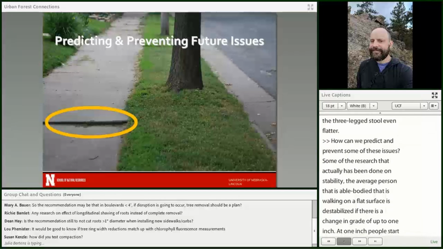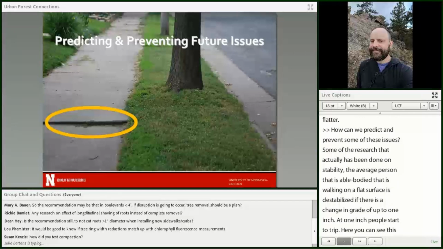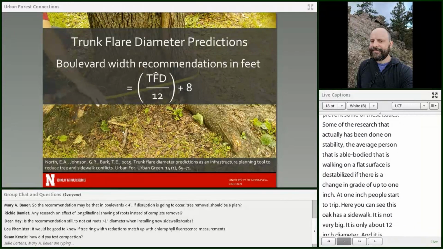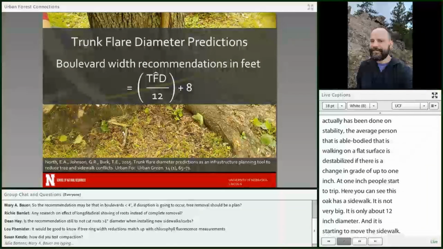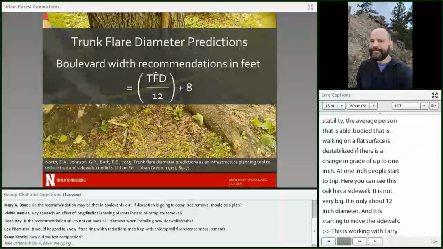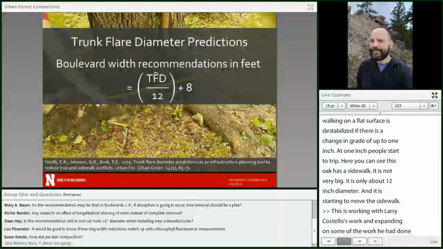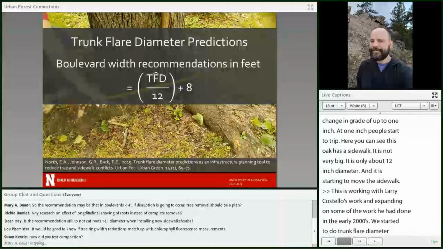So here you can see this pin oak has a sidewalk here, and this pin oak is not very big, right? It's only about a 12-inch diameter pin oak, and it's already starting to move that sidewalk slab. So this is working somewhat with Larry Costello's work, expanding on some of the work that he had done in the early 2000s, I believe. We started to do trunk flare diameter predictions, and the paper that highlights how this research was conducted is there at the bottom of the screen if you're interested.